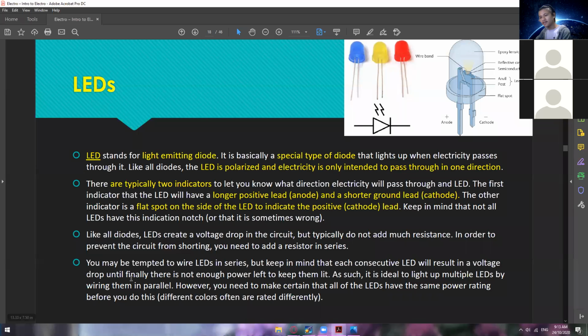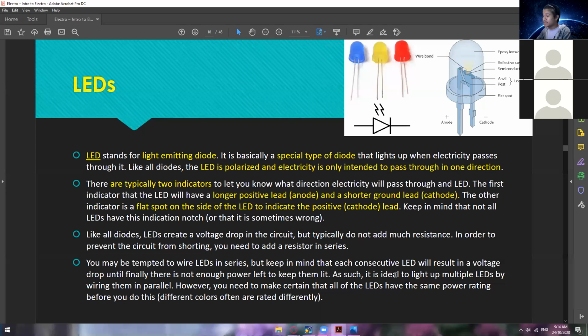You may be tempted to wire LEDs in series, but keep in mind that each consecutive LED will result in a voltage drop until finally there is not enough power left to keep them lit. So if you have a series connection of LEDs, let's say you only have 5 volts and 5 LEDs, of course, the first one will consume the 5 volts and then the remaining will consume the second one until the last one, until they become dimmer.